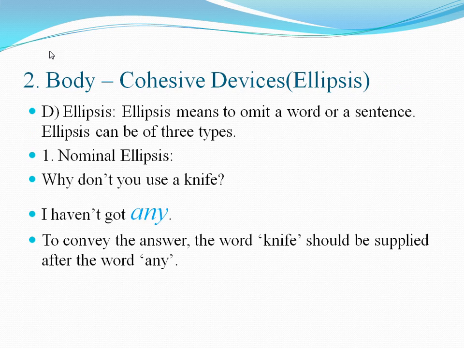Again, another cohesive device is ellipsis. Ellipsis means to omit a word or a sentence. Ellipsis can be of three types. Nominal ellipsis. Why don't you use a knife? I haven't got any. Why don't you use an umbrella? I do not have any. That means I do not have an umbrella. So this is ellipsis.